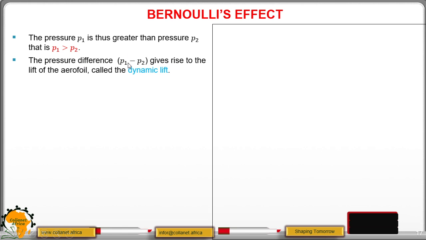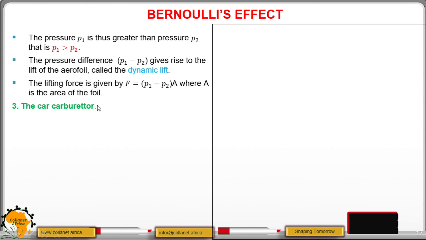The pressure difference P1 minus P2 gives rise to the lift of the foil, and this is what we call the dynamic lift. The lifting force F is given by P1 minus P2 times A, where A is the area of the foil. So if pressure is given by force over area, it means that force will be given by pressure times area.